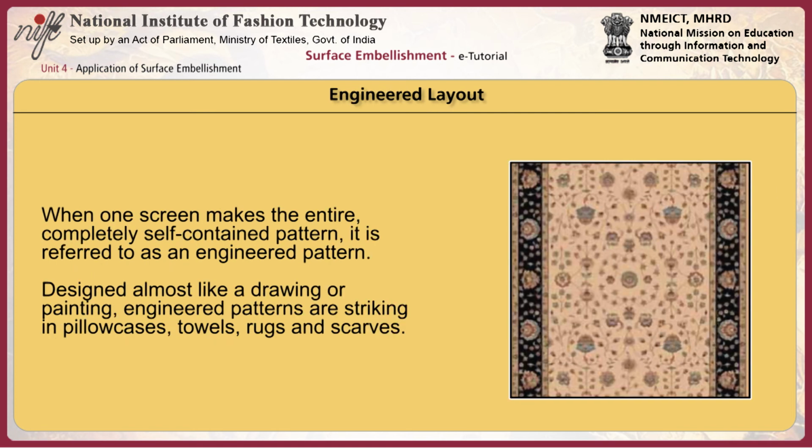Some home furnishing fabrics are designed with a border along each selvage with the ground in between, forming in essence a double border. When one screen makes the entire, completely self-contained pattern, it is referred to as an engineered pattern, designed almost like a drawing or painting. Engineered patterns are striking in pillowcases, towels, rugs and scarves.